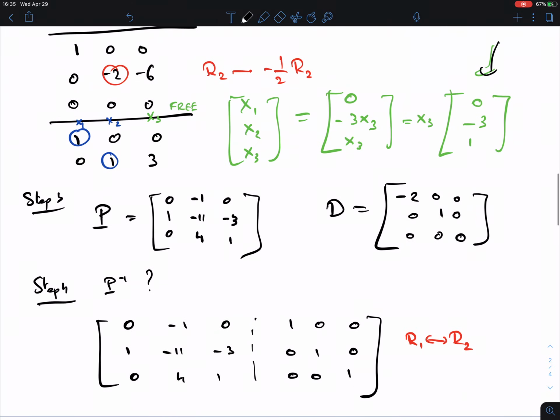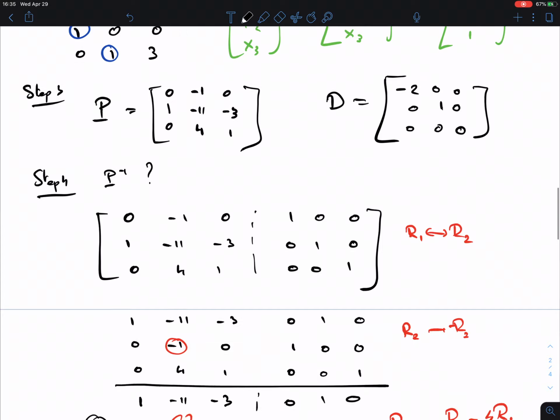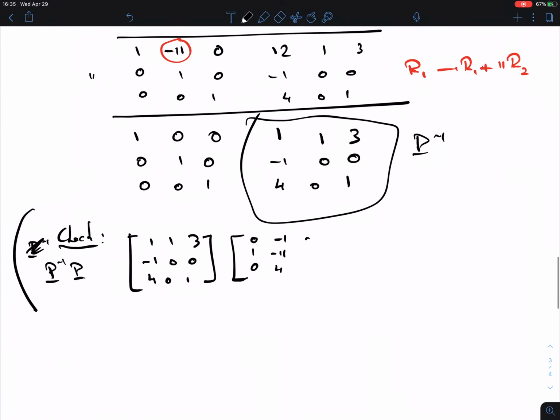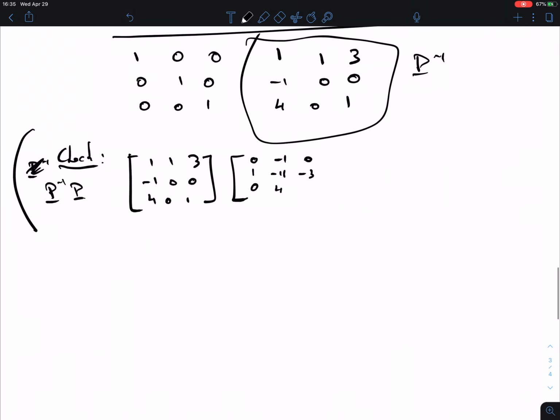Minus 1, minus 11, 4. Minus 1, minus 11, 4. And 0, negative 2, 1. 0, negative 2, 1. Okay, let's see. Hopefully this works. This element is 0 plus 1 plus 0. That's already good. Minus 1, minus 11, plus 12. Wow, that's 0. That's nice. 0, minus 3, plus 3.